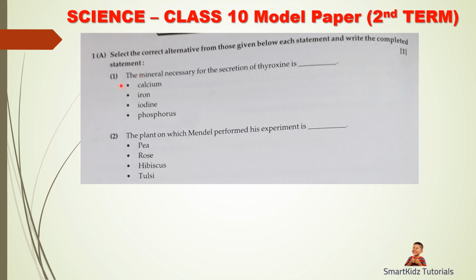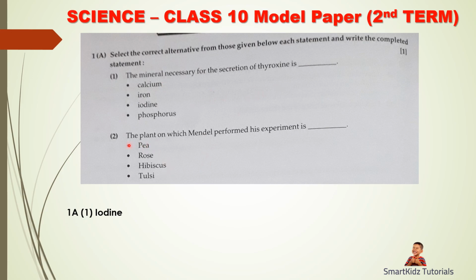The first sub-question under question 1a is: the mineral necessary for the secretion of thyroxine is dash. Choices given in front of us are calcium, iron, iodine, phosphorus. So the answer here would be the first one, that is iodine. Iodine is necessary for the secretion of thyroxine. Otherwise, a human being can suffer from goiter, that is enlargement of the neck.